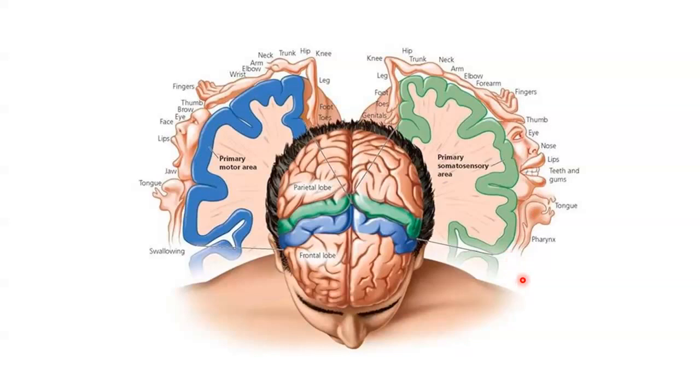In terms of our other senses, our special senses, our sight, our hearing, our taste, our smell, we don't receive this information here in the primary somatosensory cortex because we have a primary visual area, a primary auditory area, a primary gustatory area, and a primary olfactory area. So these neurons do not transmit information to the primary somatosensory cortex.